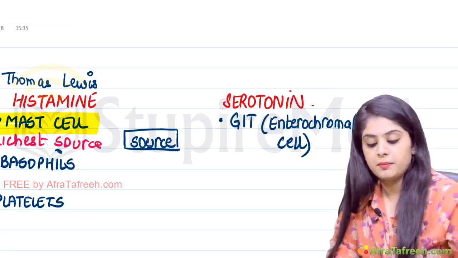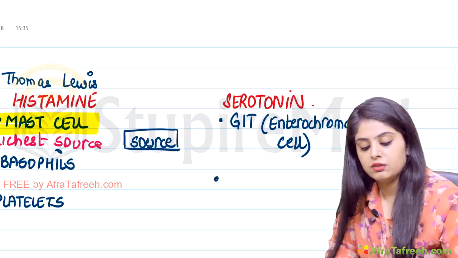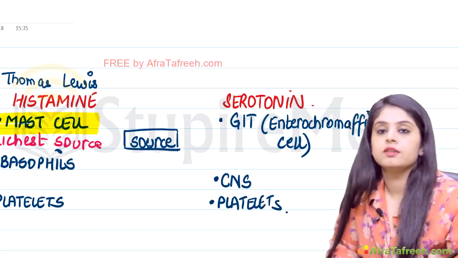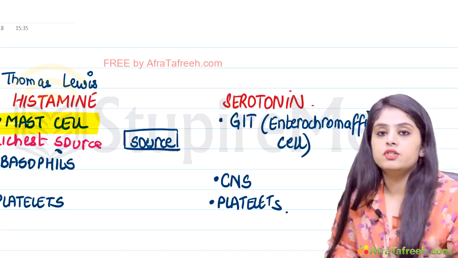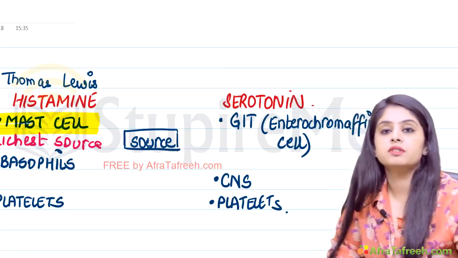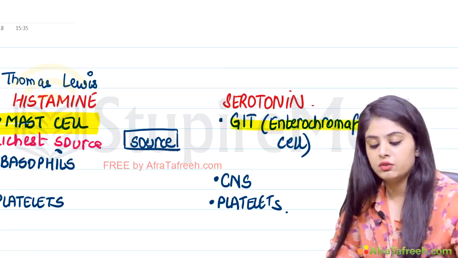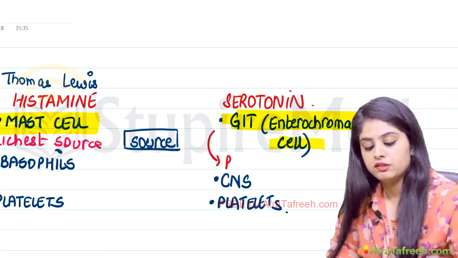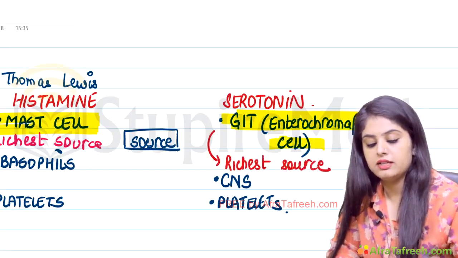Enterochromaffin cell. Next, it can also come from the CNS as well as the platelets. Again, we have a list over here: GIT, CNS and platelets. So which out of this list becomes the richest source? The enterochromaffin cell. So remember that the richest source for serotonin is the enterochromaffin cell in the GI tract.